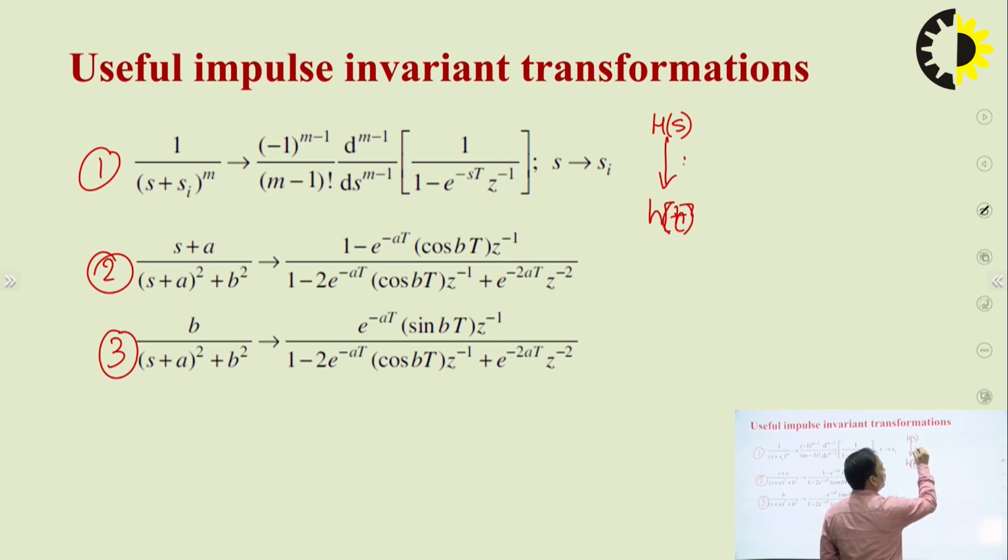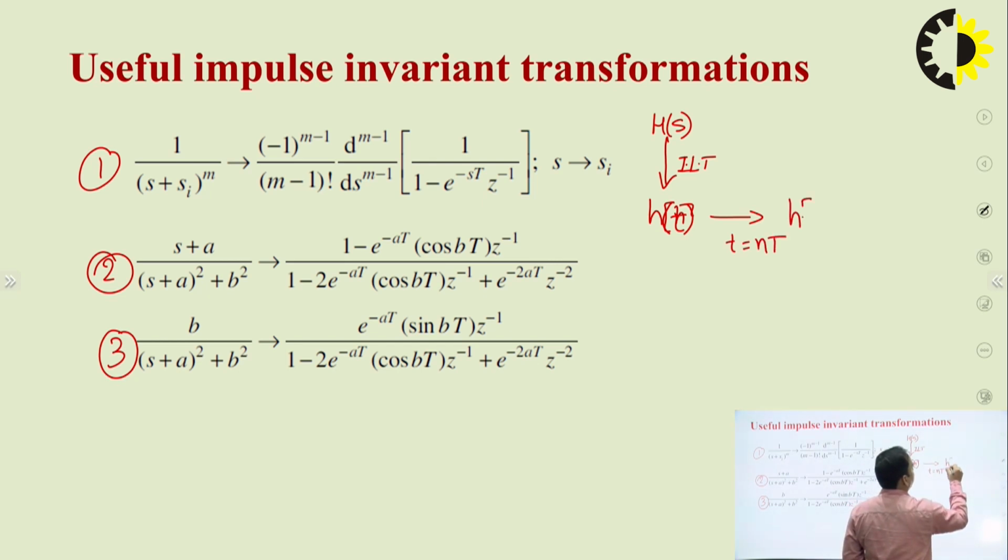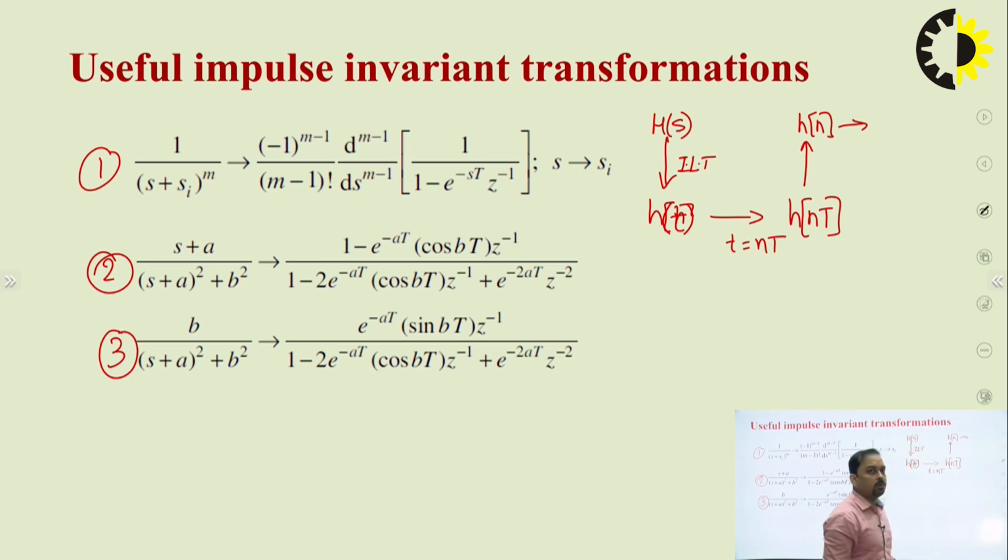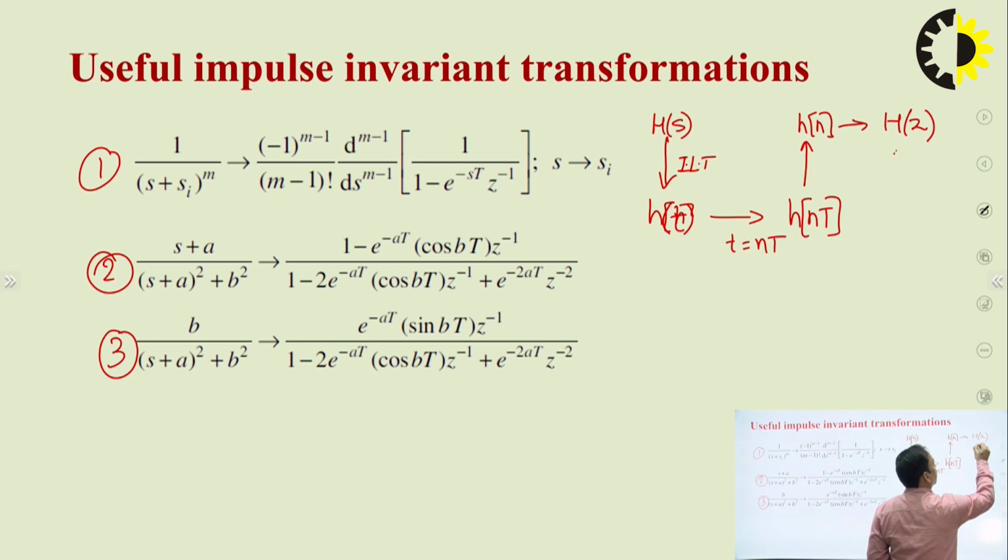Once h(t) is known using the inverse Laplace transform, just put t equals nT because we are taking the samples. So if we put t equal to nT, I'll have h of nT, which is nothing but h of n. So once the impulse response of the digital filter is known, we can have the system function from the impulse response of the digital filter.